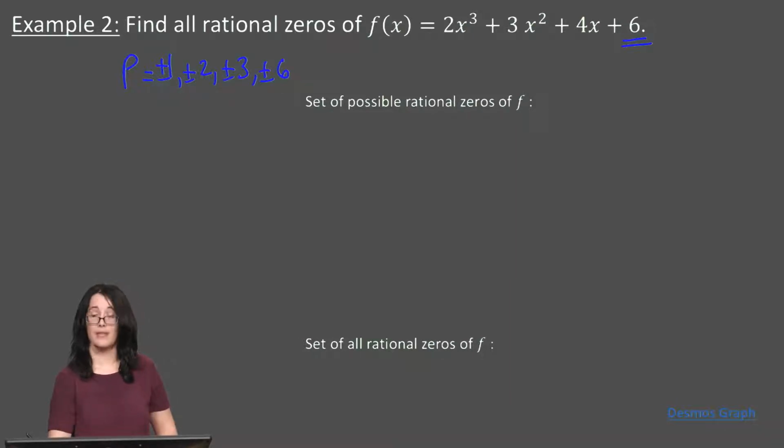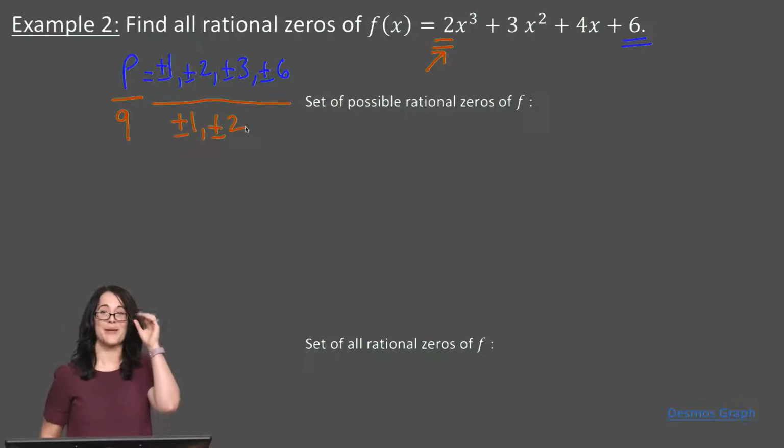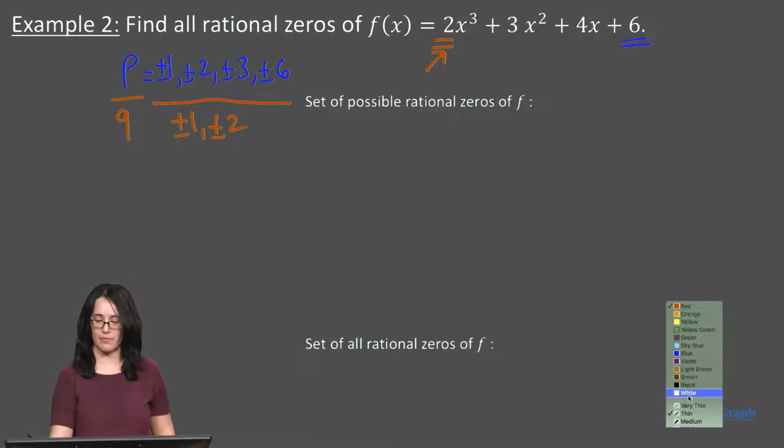And for our leading coefficient, we have a 2, which means that our q, our possible denominators, would include factors of 2. Well, that's just 1 and 2, so plus or minus 1 and plus or minus 2. So our list of possible rational zeros would include all possible fractions with those numerators and denominators. So let's take a look at what that would produce.